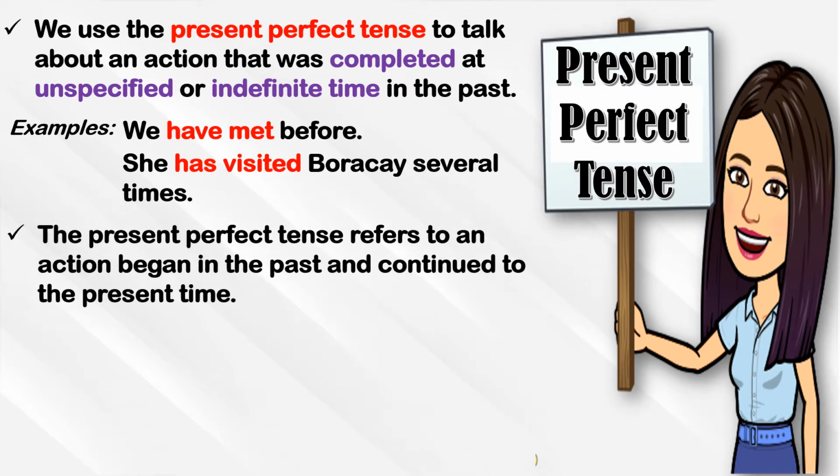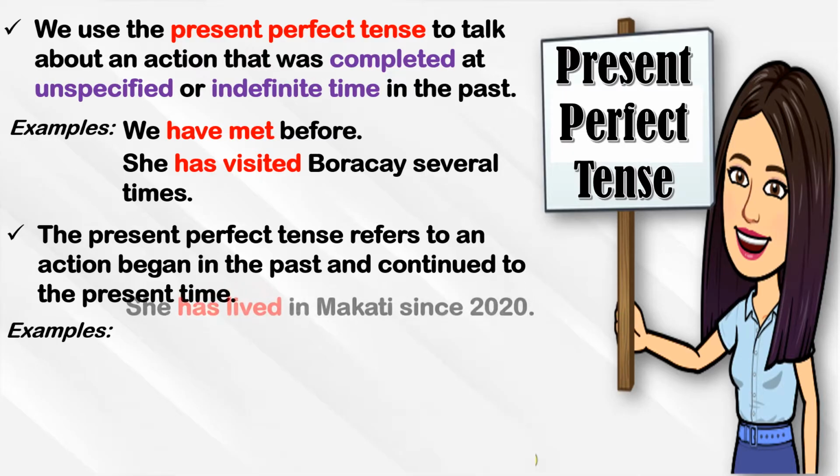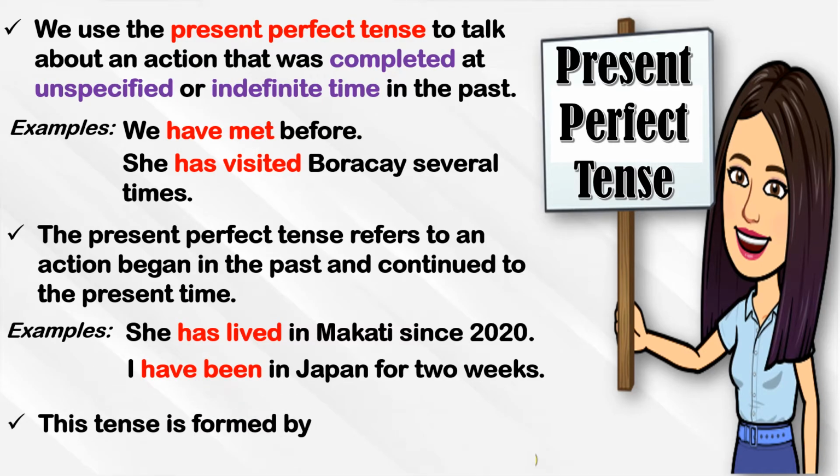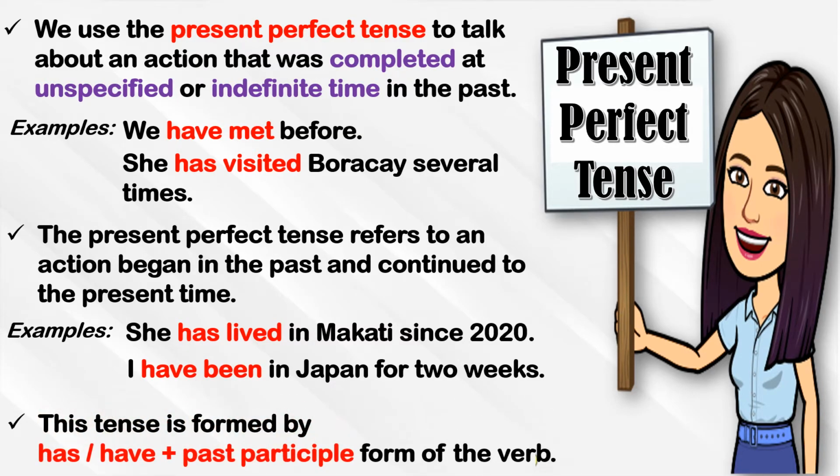The present perfect tense also refers to an action that began in the past and continued to the present time. Examples: She has lived in Makati since 2020. I have been in Japan for 2 weeks. This tense is formed by has or have plus the past participle form of the verb.